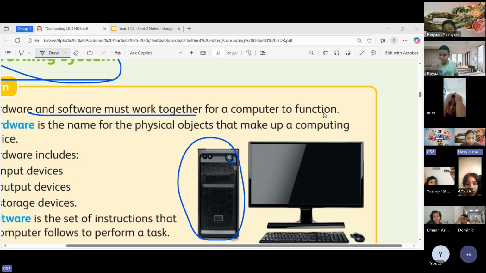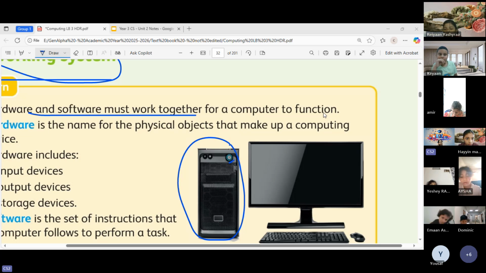We have some set of software that are mandatory for a computing device to work. Some applications are optional. If you want, you can install them; if you don't want, you can uninstall them. But if you uninstall a few applications or software, your mobile, your laptop, your computer will not work. So we need hardware. One thing is, you might have heard about the operating system.